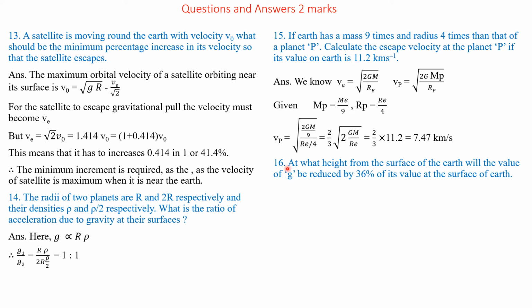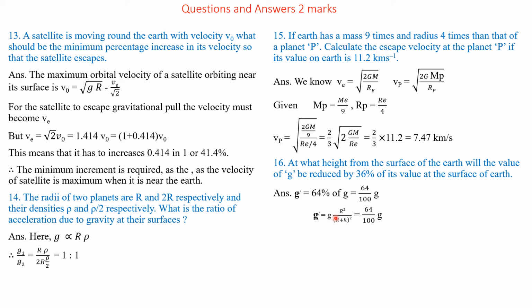Next question. At what height from the surface of the Earth will the value of g be reduced by 36% of its value at the surface of the Earth? Answer. Now, g is reduced by 36%. That means the gravitational acceleration will be 64% of g, that is equal to 64 by 100 g.